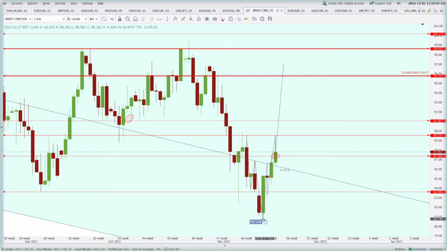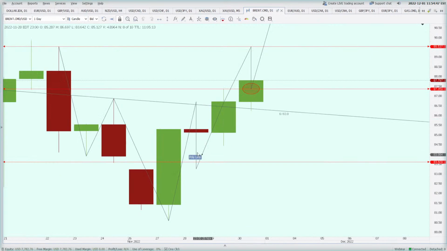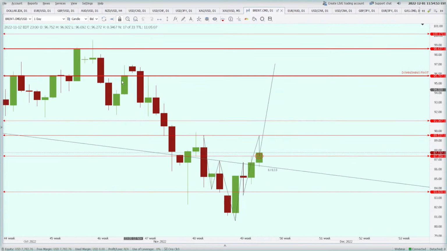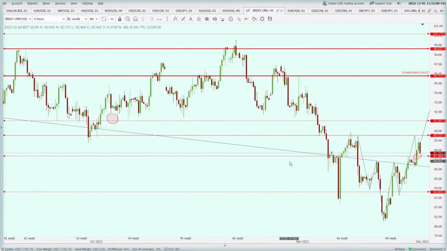Okay, it went lower, then there was a bullish engulfing, a small retest of the broken support, now pushing up. Okay guys, so this is all in all good, and I can safely say that the Brent is going up, at least till next week it is going up. Okay, why I'm saying so?